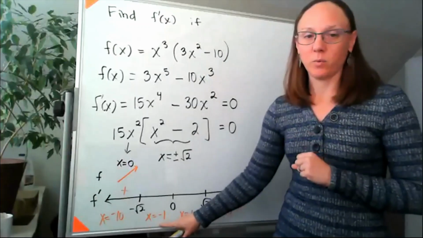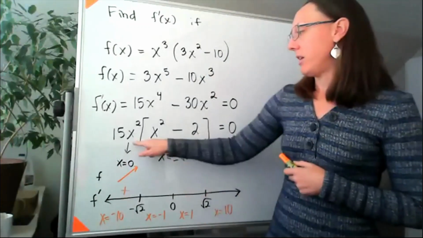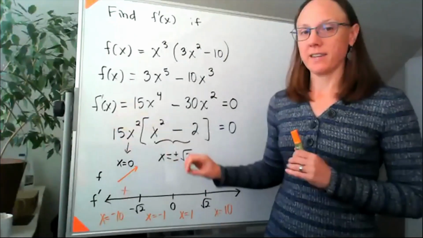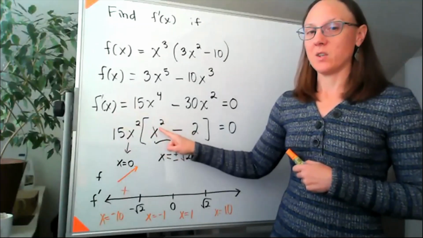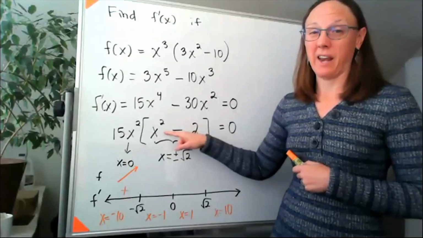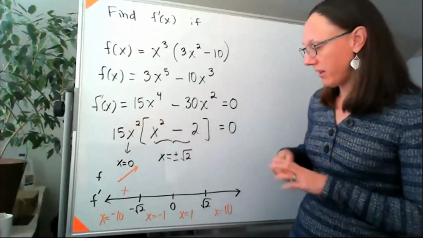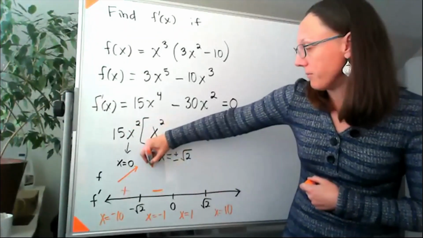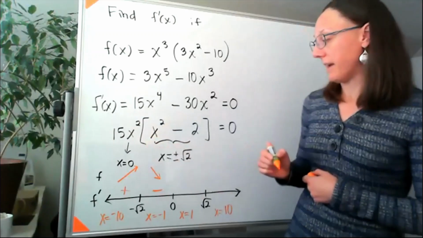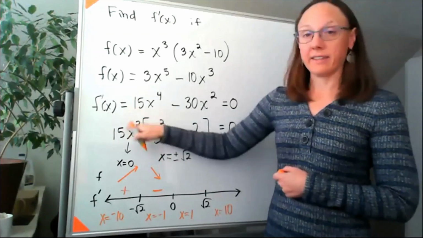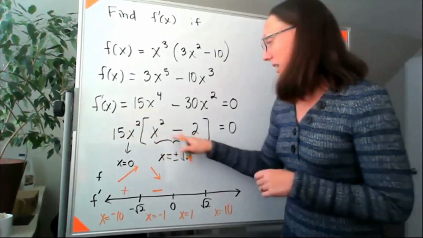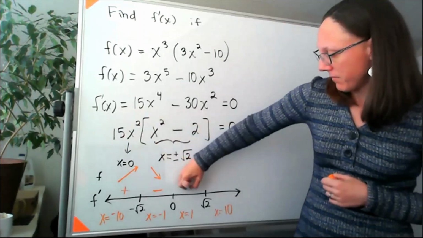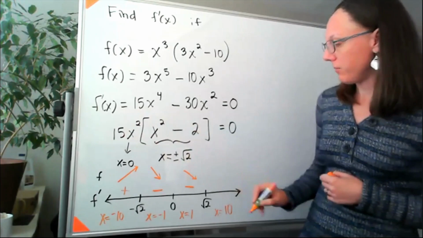If I plug in x equals negative 1 to the derivative, negative 1 squared, now that's positive, times 15, still positive. Negative 1 squared is 1, and then minus 2, so I'm at negative 1. So I have a positive times a negative, and that's going to give me a negative, which means my function must be coming down. If I plug in 1, anything squared is positive, so I can kind of just ignore that part over there. 1 squared minus 2, that's still going to be negative. So my function is going down.